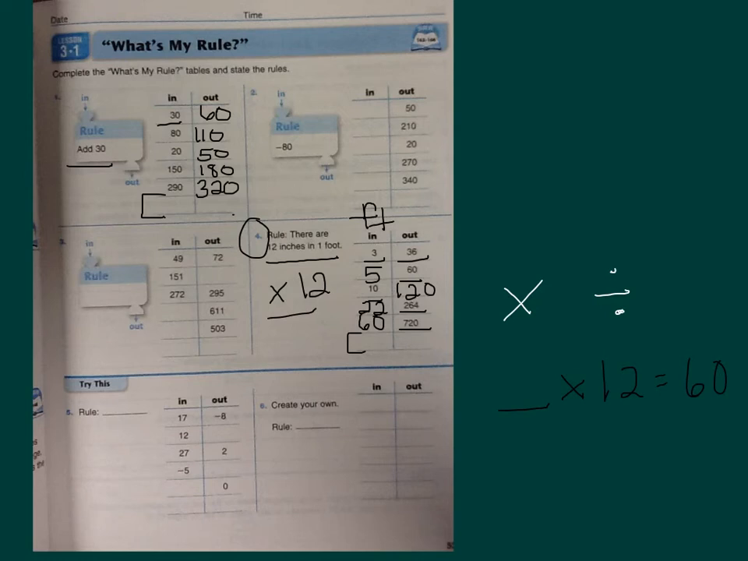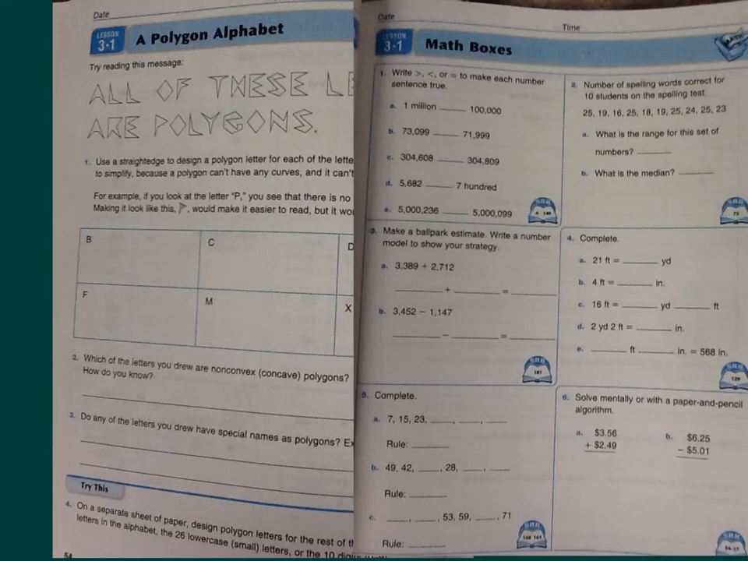On your own, you're going to be completing the last 4 problems that are available on this page. We're going to be finishing up the Polygon Alphabet page. This is one we started before. You should just have a little bit left to do. And MathBox 3.1. Remember, when you're doing this one from feet to yards and those other units, you can look in your reference book. It's also right in the back.